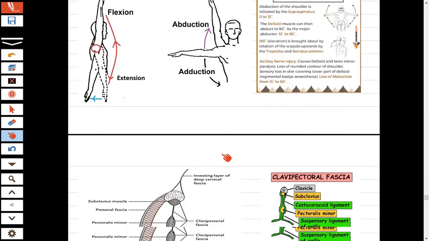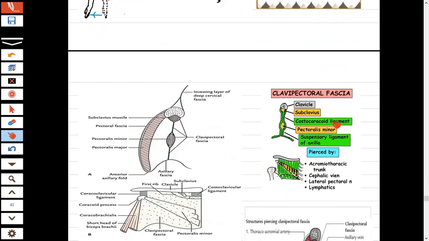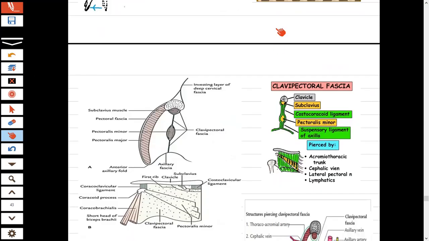Okay. Next important topic in upper limb is your clavipectoral fascia. So for the clavipectoral fascia, I will draw the diagram myself ताकि आप लोगों को उसको ज़्यादा easily और clearly समझ आ जाए. Now see here how you are going to draw the clavipectoral fascia.